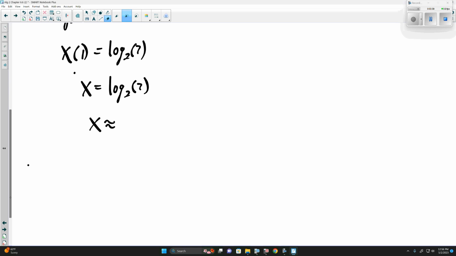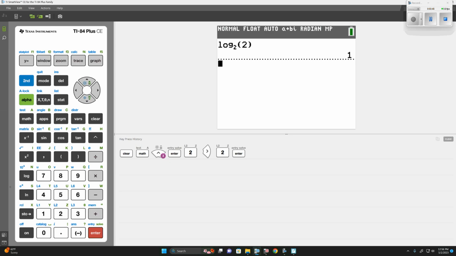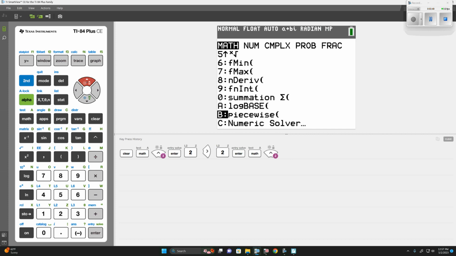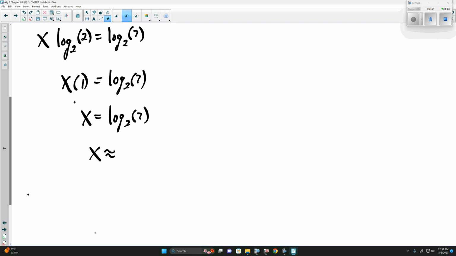At this point, we're going to approximate to the nearest third decimal place. There are two ways we can calculate it. One of them is with the graphing calculator. We can go to math, select log base 2 of 7, hit enter, and we get 2.807. That would be our answer.